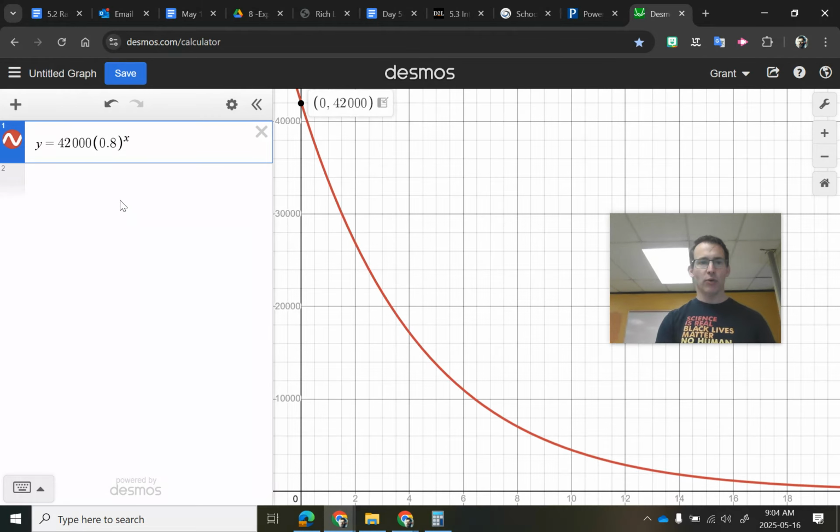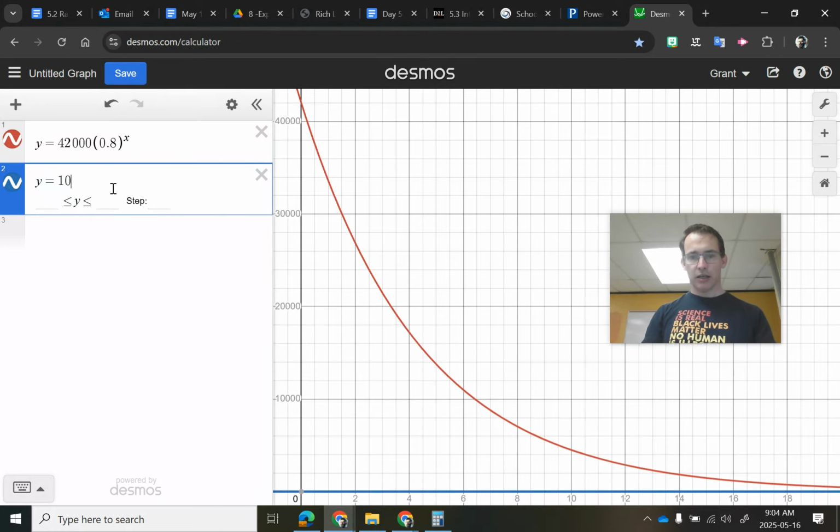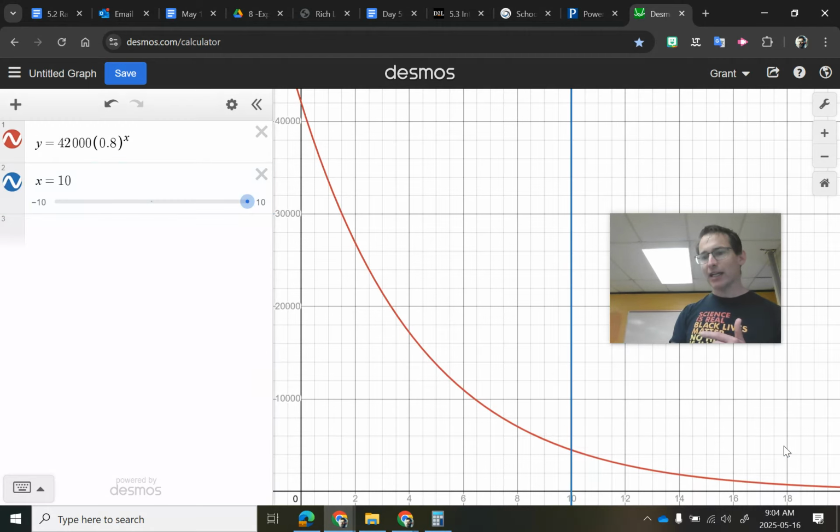Great. And then if we want to do things like x equals 10, to say what's going to be the value at 10 years? Oh, there it is there. $4,500. $4,510 thereabouts. So after 10 years, it's worth about a tenth of its value, having lost 20% of its value for 10 years. We notice that it's a curve, and it never quite gets to 0.